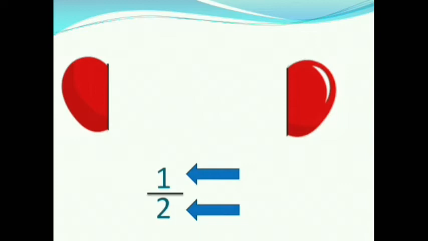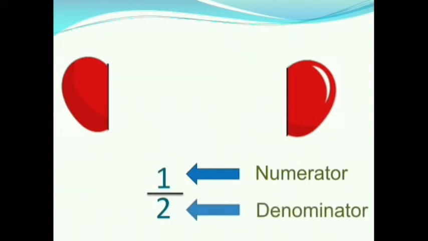The number which is written above the line is called the numerator. The number which is written below the line is called the denominator. Therefore, we can say that the denominator is the number of parts divided into the whole, and the numerator is the number of parts taken from the denominator. Let us see some other examples.